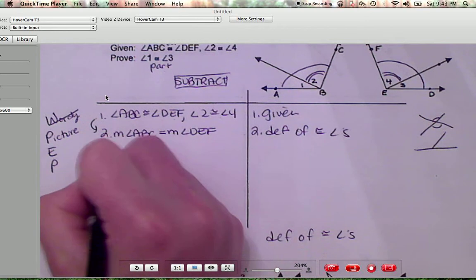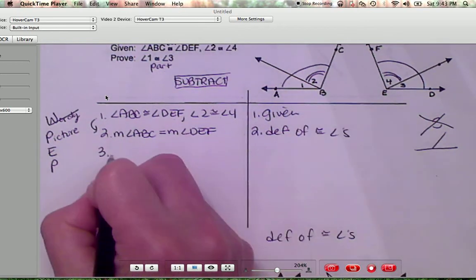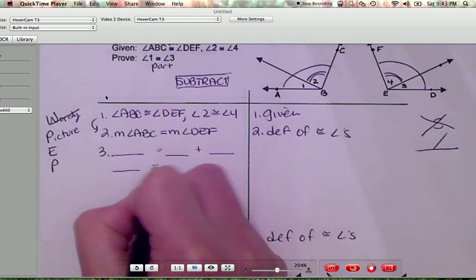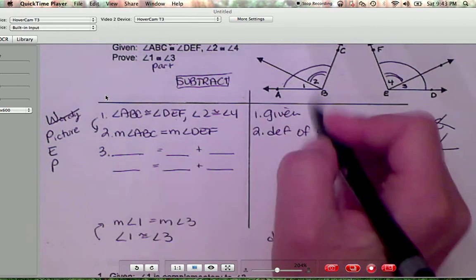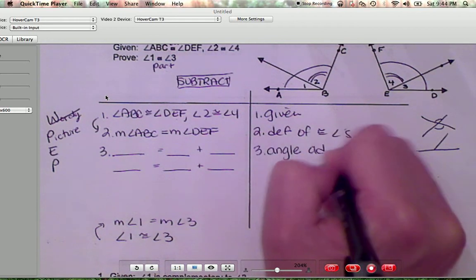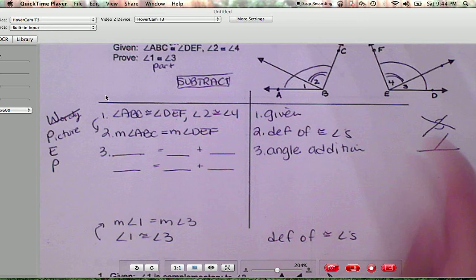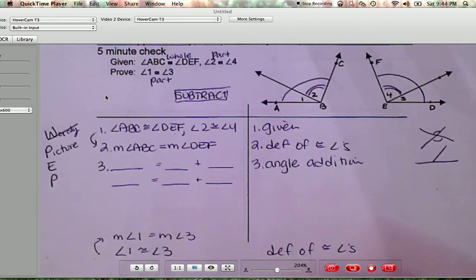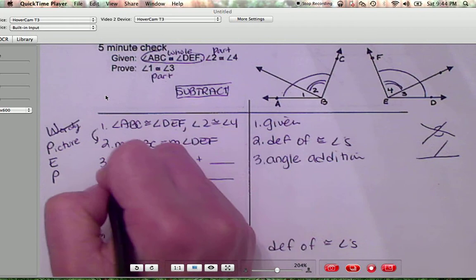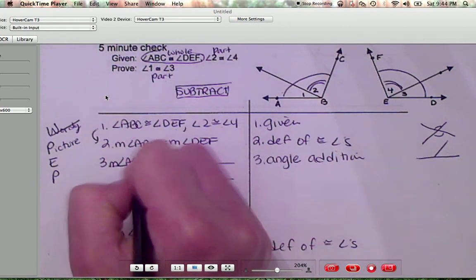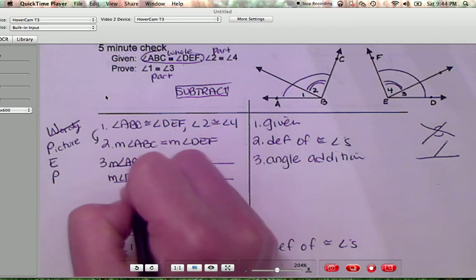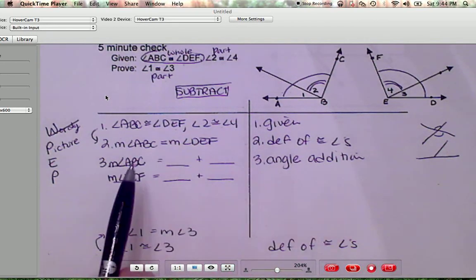So in line 3, we're going to take our 2 wholes. Remember, angle addition is whole equals part plus part, and whole equals part plus part. And we have to take those wholes. Now, if you labeled your givens with the wholes and the parts up here at the top, then you already know your wholes are A, B, C, and D, E, F. So we put one whole here, measure of angle ABC, and we put our other whole, measure of angle DEF, here. And then you look at the picture.